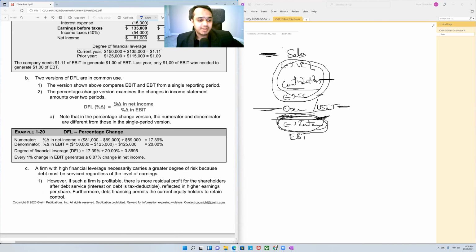Degree of change, percentage of change in net income. Earnings before tax is your net income. Earnings before interest and tax is your operating income. Your contribution is your gross income. Then, percentage of change in net income divided by percentage of change in EBIT. That's what you would be doing to find out the percentage change in degree of financial leverage.